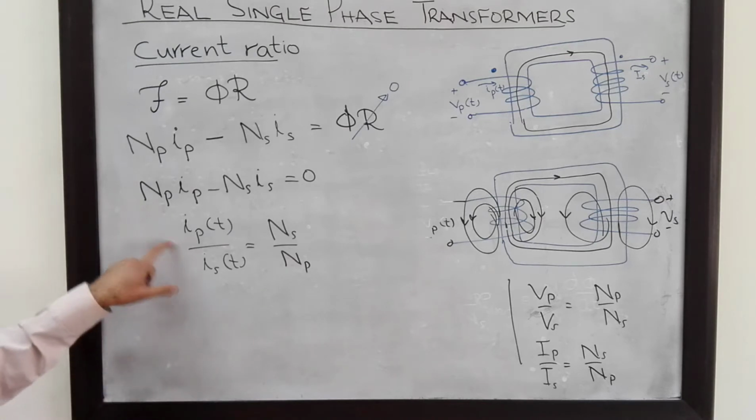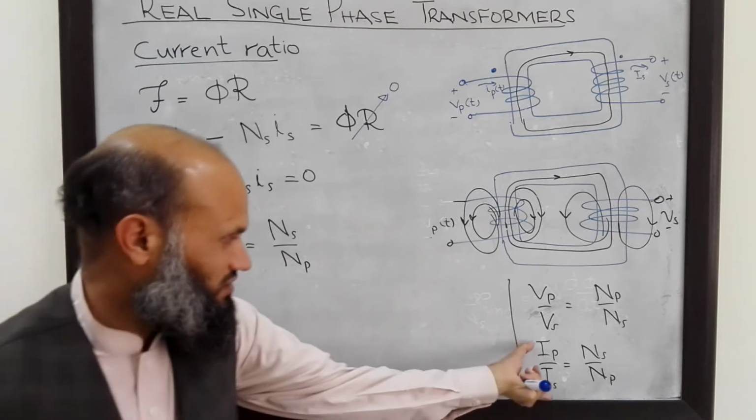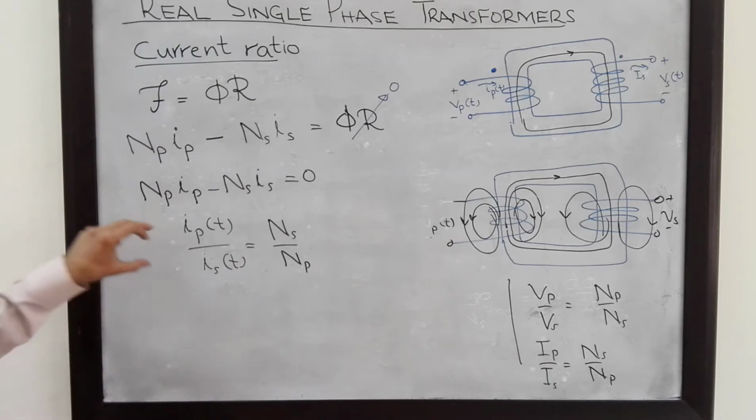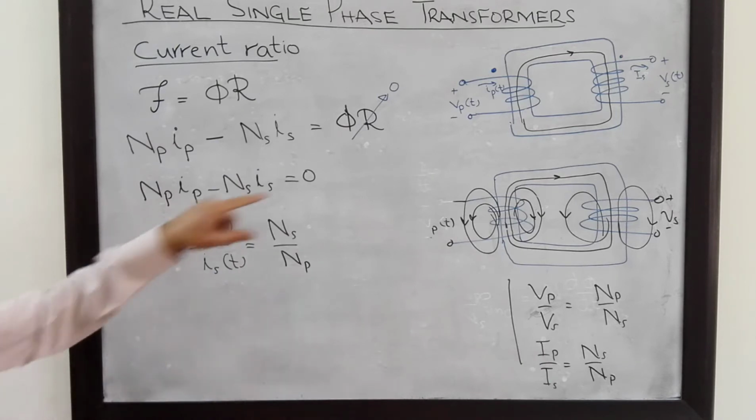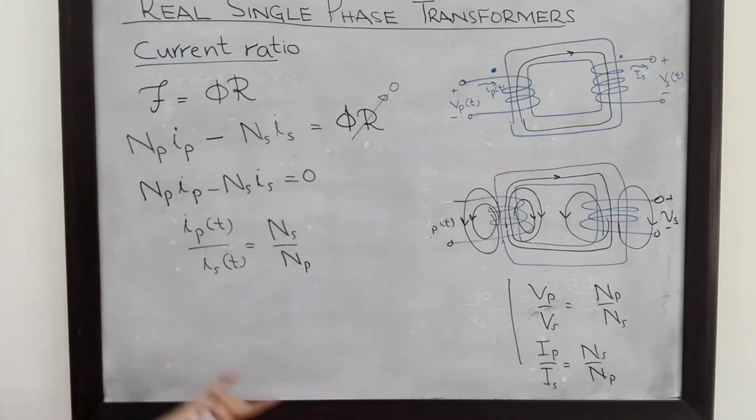The phasor representation of the same expression is written over here. Again, this expression is exactly true for an ideal transformer. It is only approximately true for a real transformer.